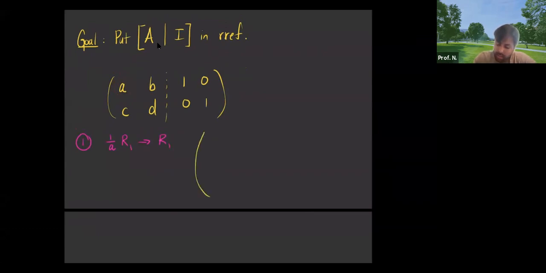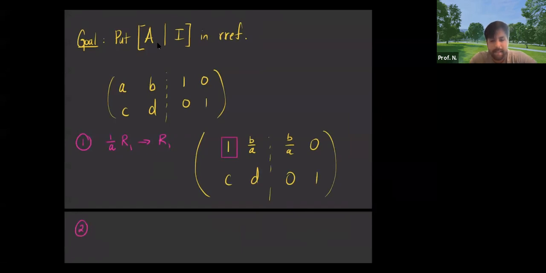So this becomes 1, right? This becomes B over A, 0, right? This becomes C. This is D. This is 0. This is 1. Okay. So far, we accomplished the fact that this is now a pivot. Great. Then what's the next step? I don't want that C underneath, right?